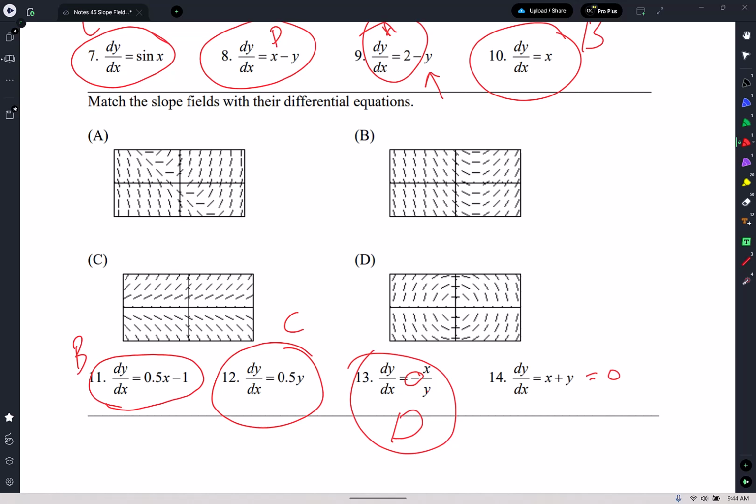Which is what letter? A. Yeah. You said x equals. I would have said y, but that's fine. It's the same. You found it. There it is, guys.